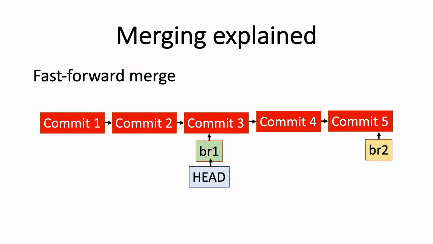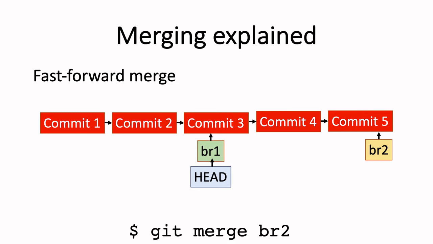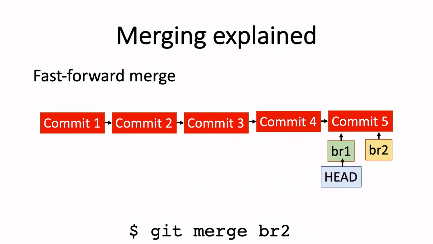The easiest merge is when the two branches are still on the same chain. In this case, one branch label is simply ahead of another branch label. So all Git has to do is move the branch pointer along the chain, and the branches are merged.